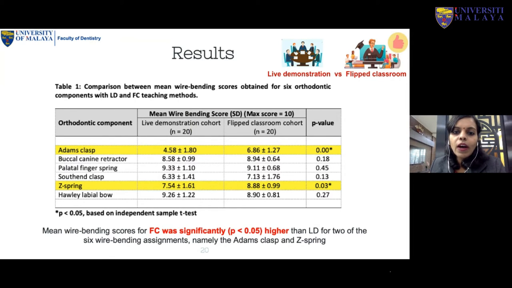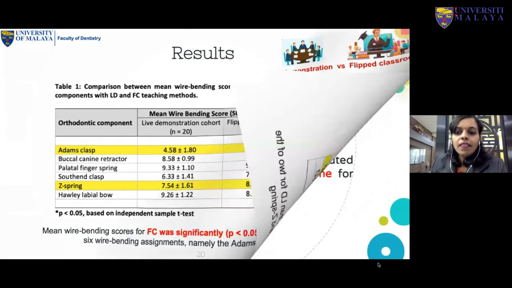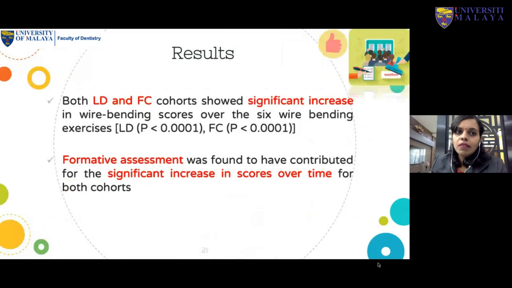As shown in the yellow highlight here, you can see that for 2 of the wire bending components, which were Adams clasp and Z spring, it was statistically significant, where the score for the flipped classroom was higher than the live demonstration. Meanwhile, for the other components, there was no difference between the live demonstration and also the flipped classroom cohorts. This slide explains the finding of our second objective, where we wanted to compare the mean wire bending score.